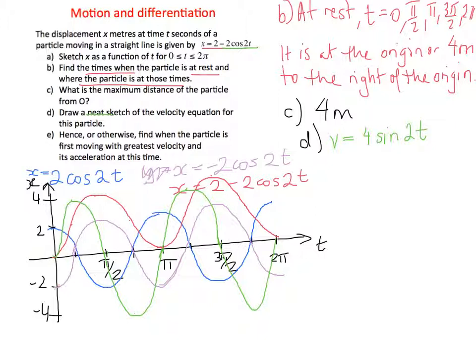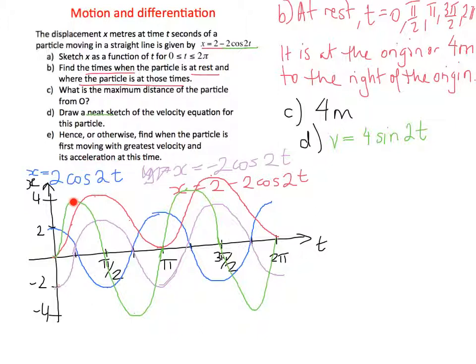Part E, hence or otherwise find when the particle is first moving with greatest velocity and its acceleration at this time. That's greatest velocity. So we can use our green graph to find where the greatest velocity is first. Our velocity there is 0, and then our velocity is 2, and then our velocity is 4, and then it comes down. So our greatest velocity is going to be 4. It says find when the particle is first moving with greatest velocity. So that value there is pi on 4. So it's first moving with greatest velocity when t equals pi on 4.